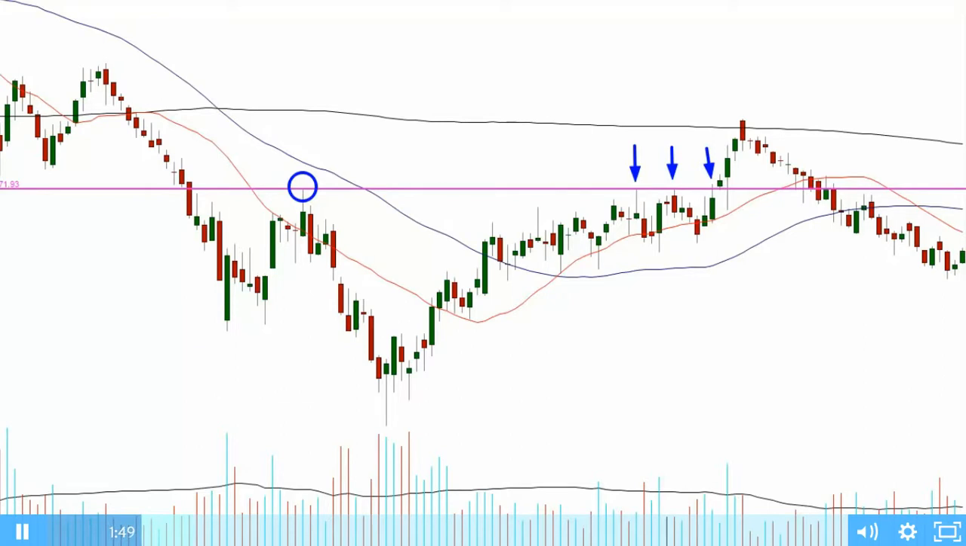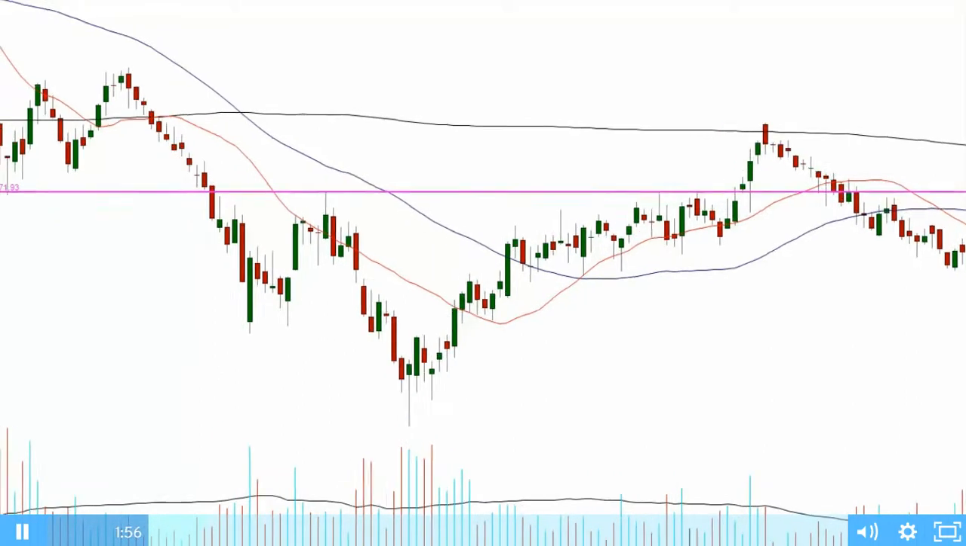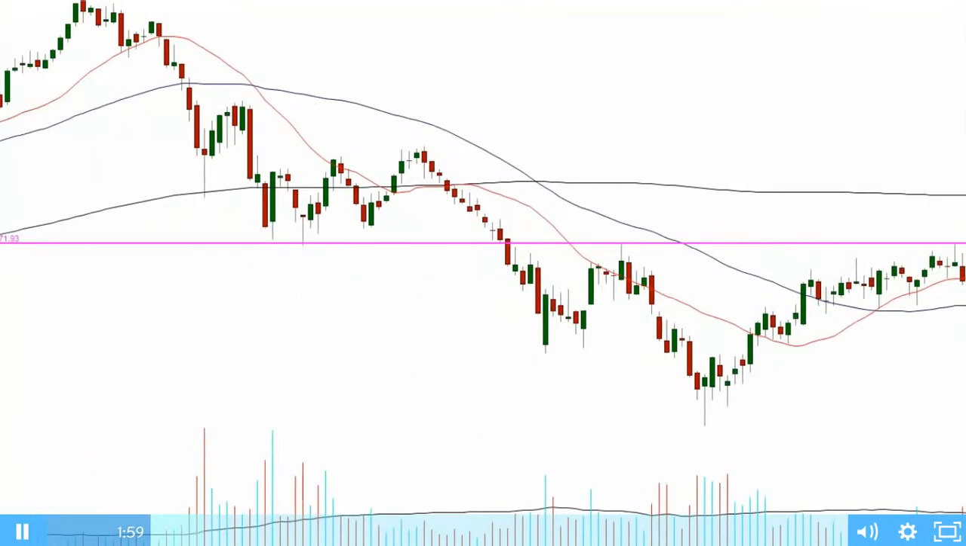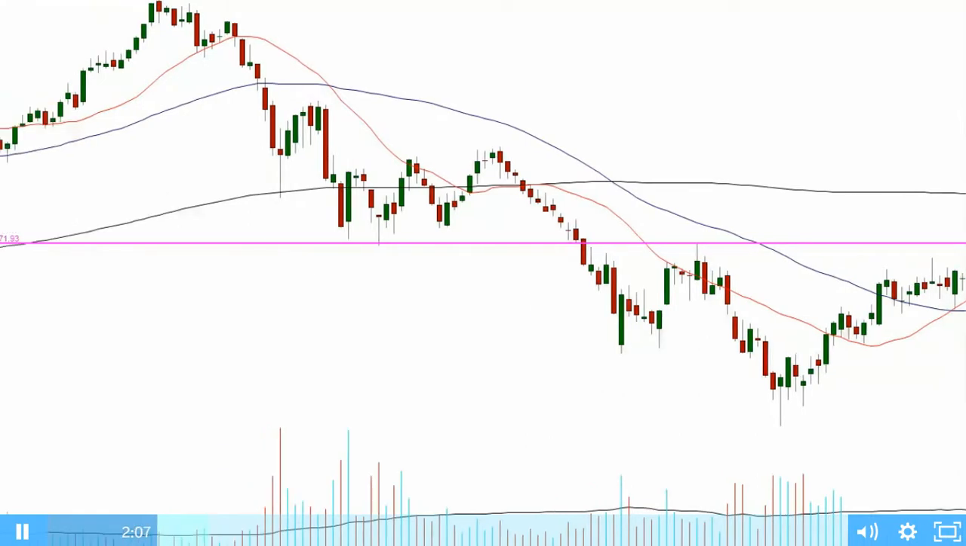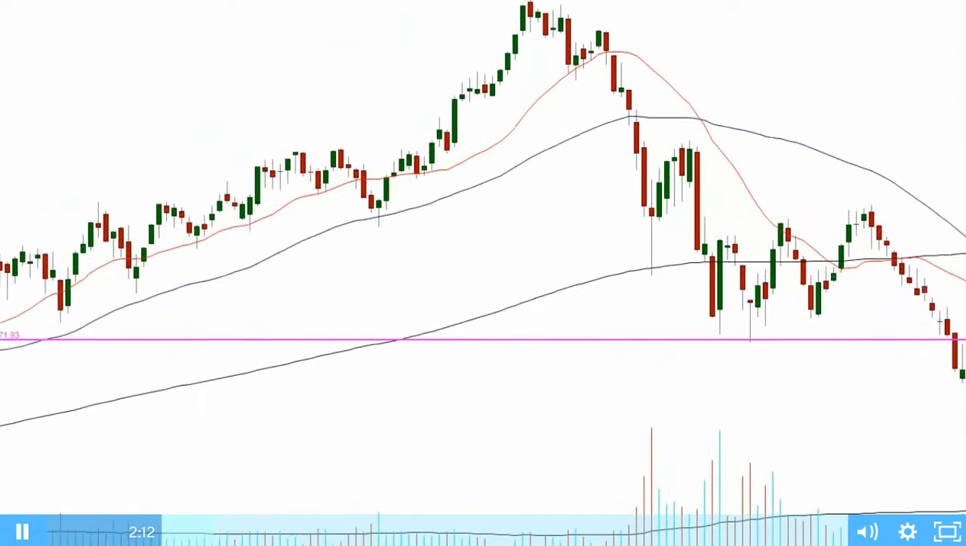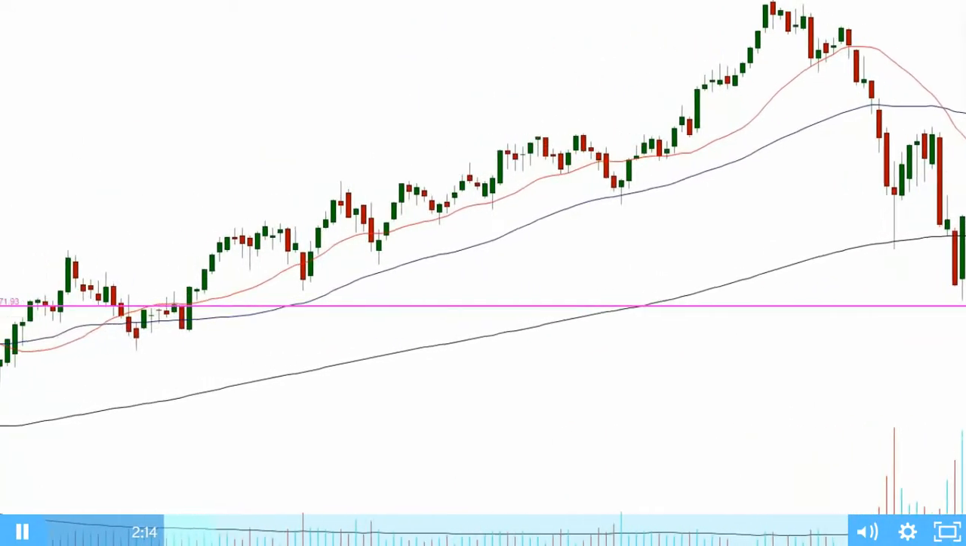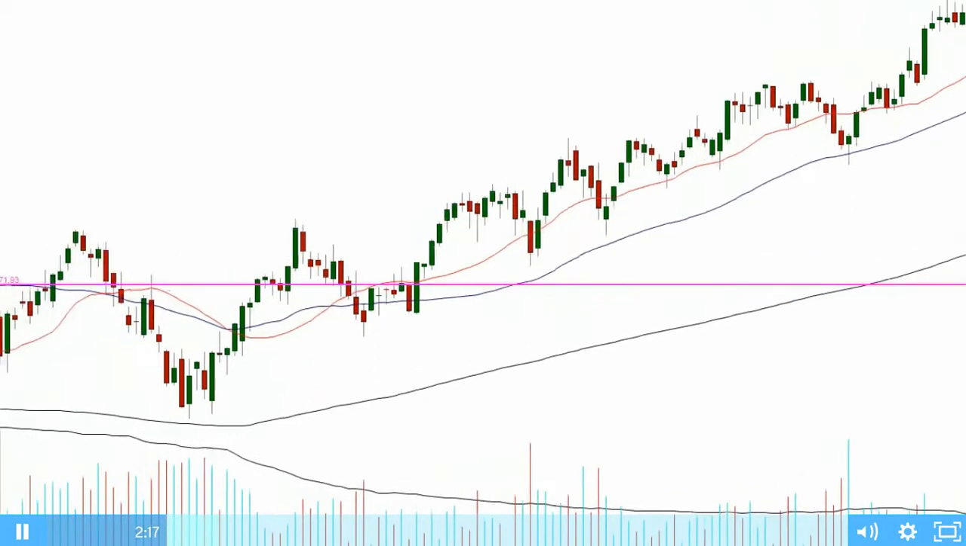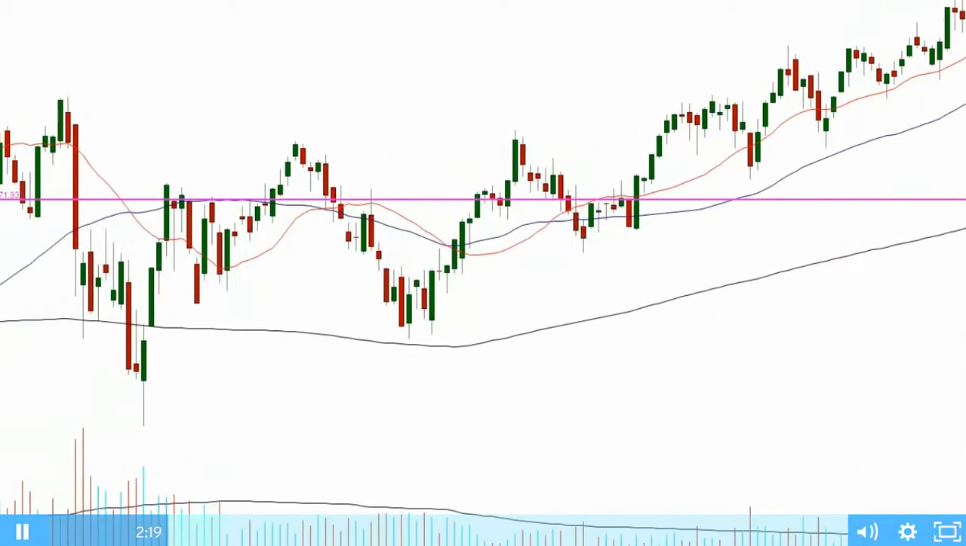But what about if we go back in time? Are we going to find the same price level respected on the chart? Well, let's roll back the clock and see what we find. As we go back in time, you can already see another candle that came in to touch that line and bounced right off of it. Let's see if there's any more as we roll back the clock. There we go. You can see why this level is important.